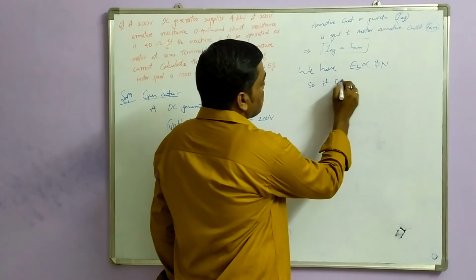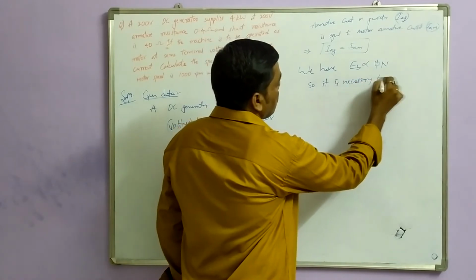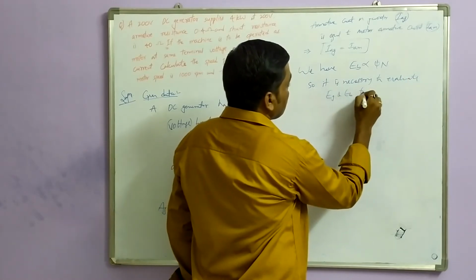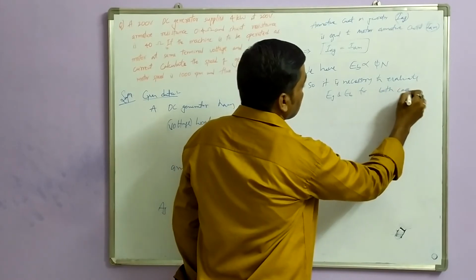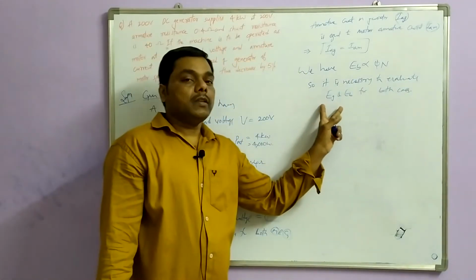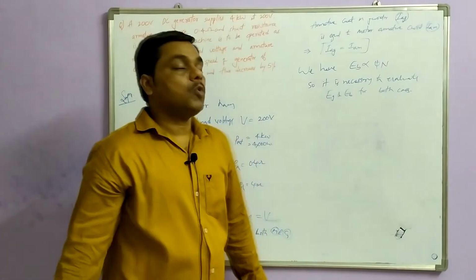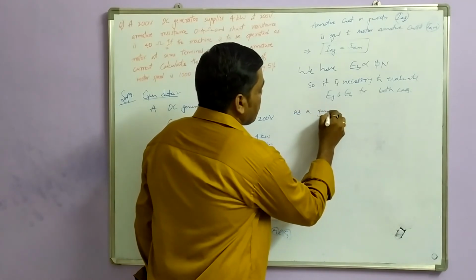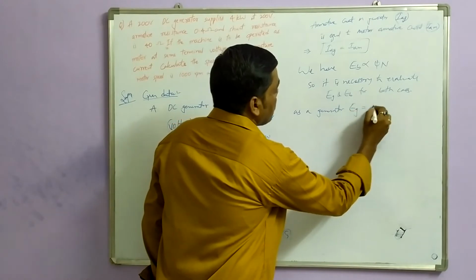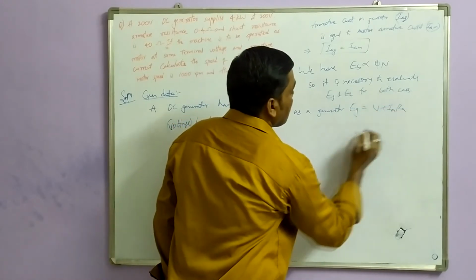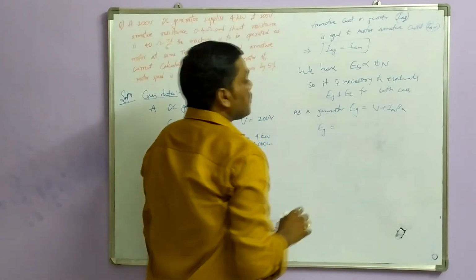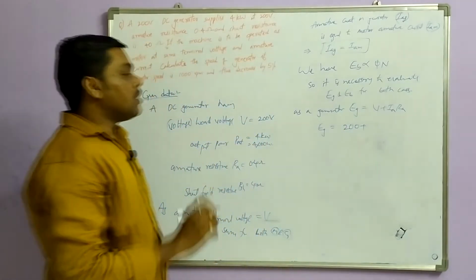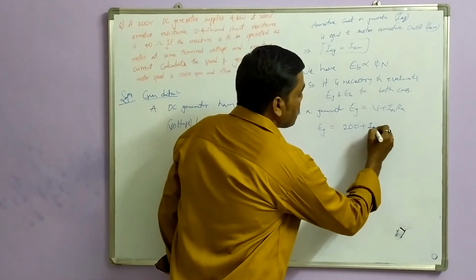So it is necessary to evaluate EG and EB for both cases. Now EG in the case of generator and EB in the case of motor. Now EG, as a generator, is equal to V plus IA into RA. So EG is equal to terminal voltage 200 volts plus the armature current, so IA into RA.